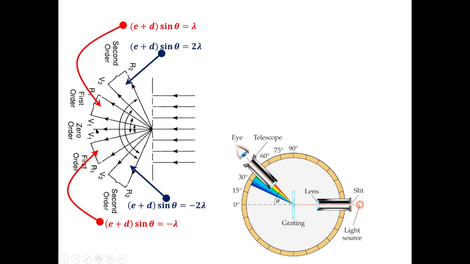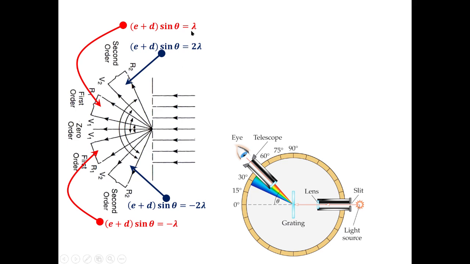Here at theta equal to 0 we get 0 order. Suppose there are a number of wavelengths in the incident light, or the incident light is a white light, then all the wavelengths will merge to get 0 order. Then first order will be according to various lambdas, and the second order will also be according to their lambdas. The first order is given by (e + d) sin theta equal to plus minus lambda, and second order is given by (e + d) sin theta equal to twice lambda.